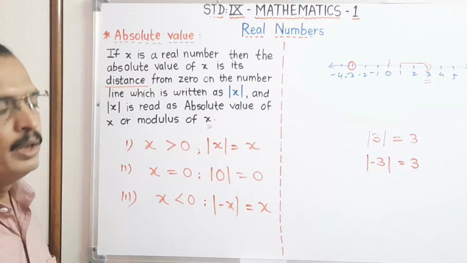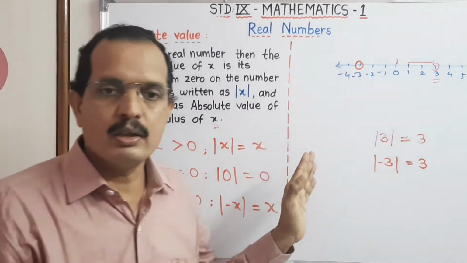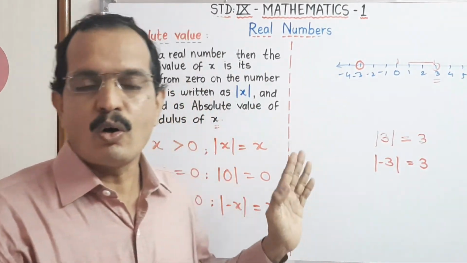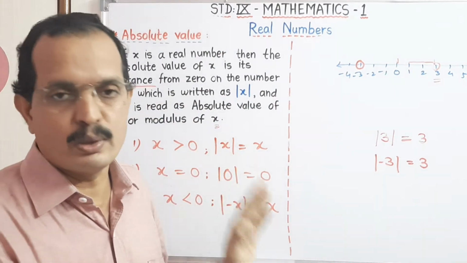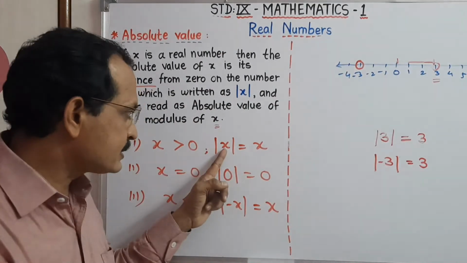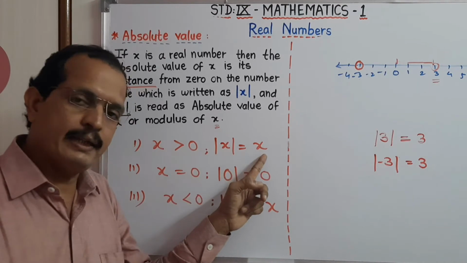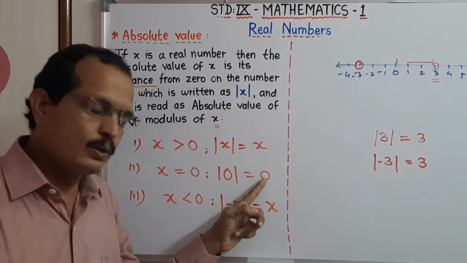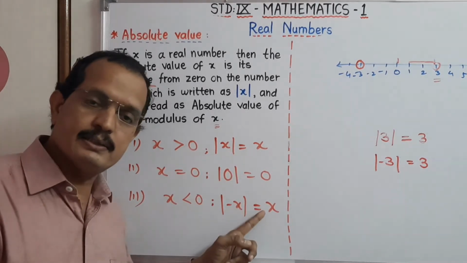Therefore, remember, the modulus or the absolute value of any number is a positive number. If it is x, the modulus of x is x. The modulus of 0 is 0. And the modulus of minus x is x.